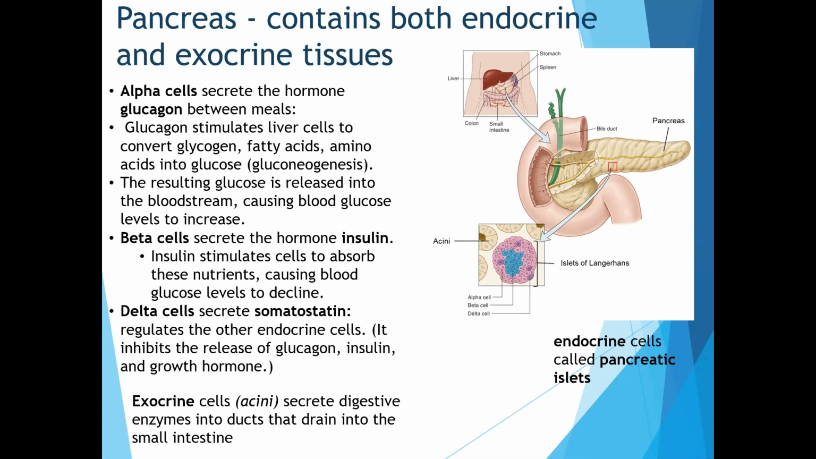Exocrine cells are also part of the pancreas. These are also known as acinar cells, and they secrete digestive enzymes into ducts that drain into the small intestine. The big difference here is that they have ducts, whereas the endocrine cells, the previous three, release directly into the bloodstream. This is going into the small intestine rather than the bloodstream. Like I said, alpha cells, glucagon; beta cells, insulin; delta cells, somatostatin. Just remember what type of hormone each cell secretes.